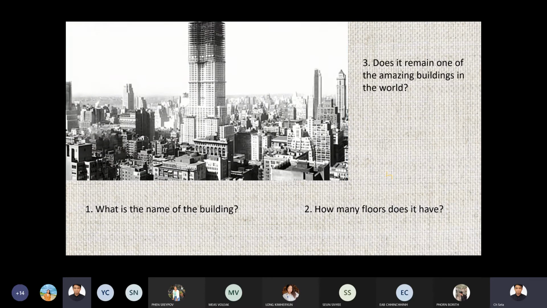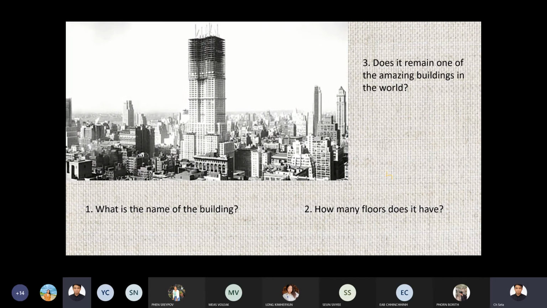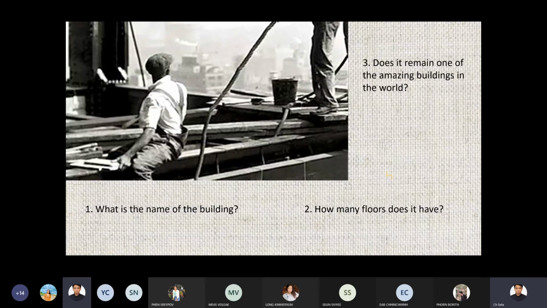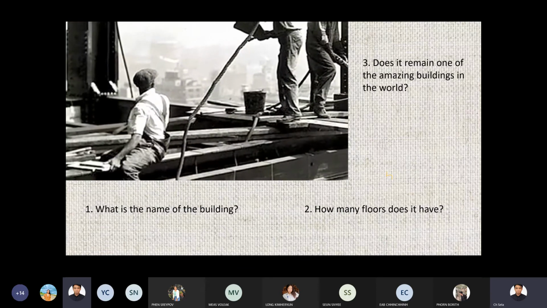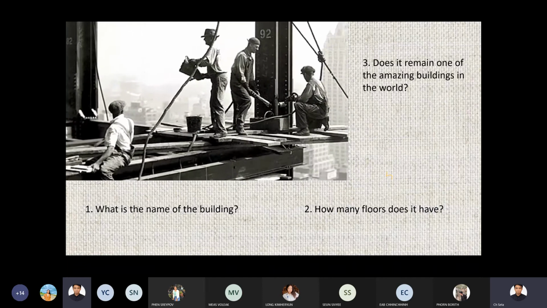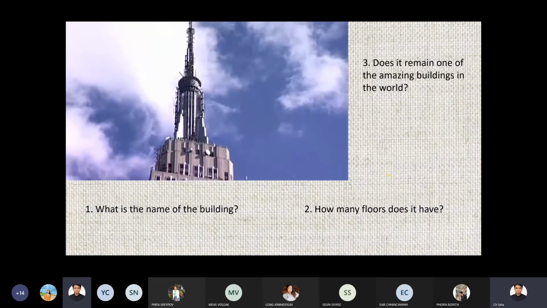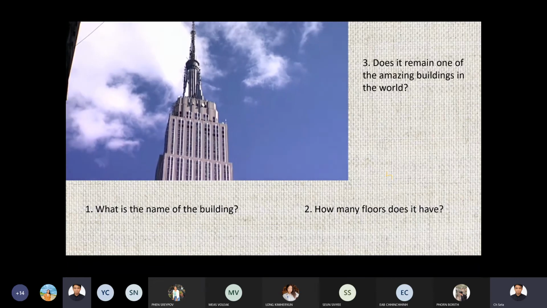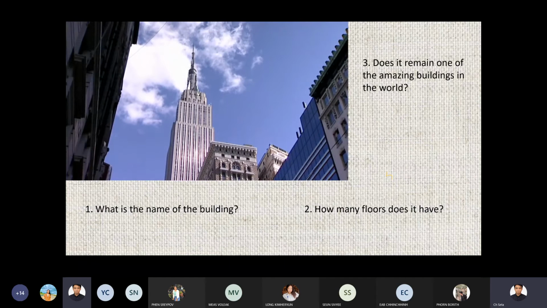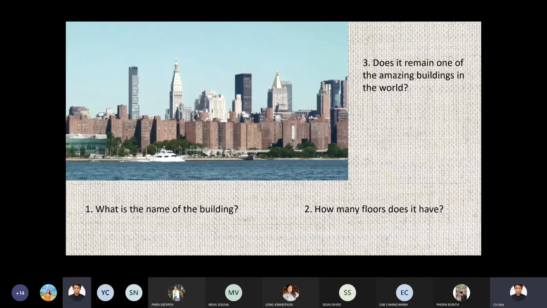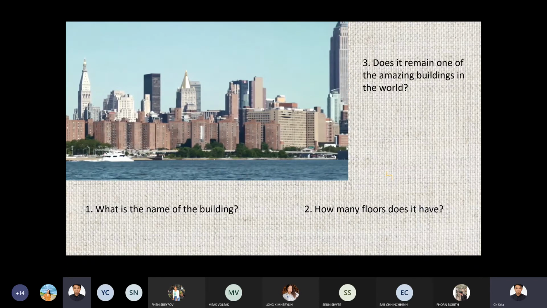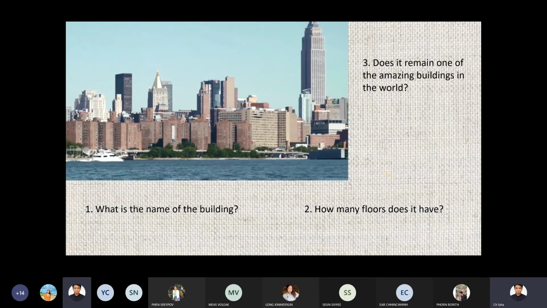It was designed by William F. Lamb, and construction of the building began on the 17th of March 1930. 3,400 men worked on the building. 5 workers died during the construction. The building, built in the Art Deco style, opened on the 1st of May 1931, 3 months ahead of schedule and $18 million under budget. For 40 years, it was the world's tallest building.